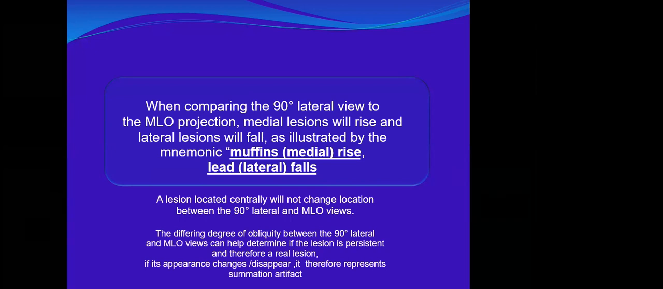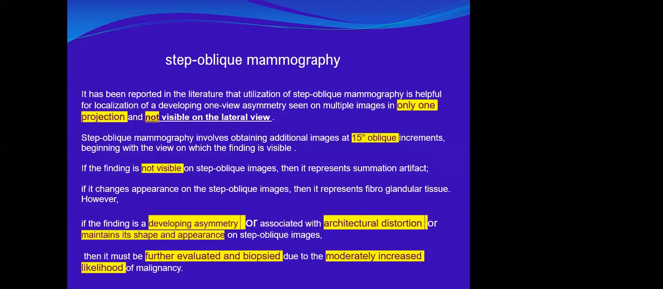This difference in degree of obliquity between the 90-degree lateral and MLO views will help to determine the lesion. If it persists, that means it is real. If it changes or disappears, that means it is just a summation artifact.